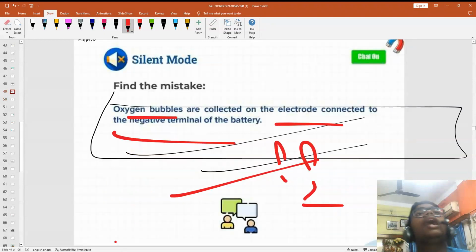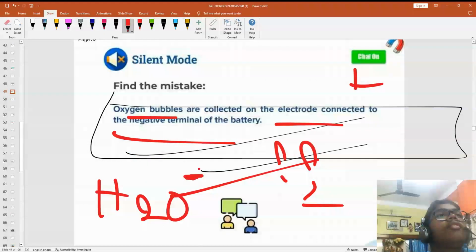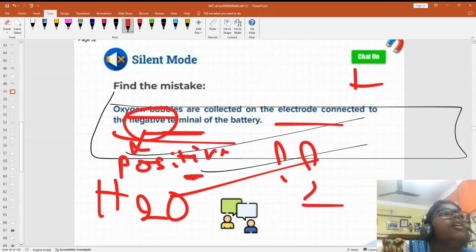Oxygen bubbles are collected on the electrode connected to a negative. Oxygen क्या है? नेगेटिव. नेगेटिव कहाँ होगा? क्या होगा ये? पॉजिटिव टर्मिनल होगा. राइट.